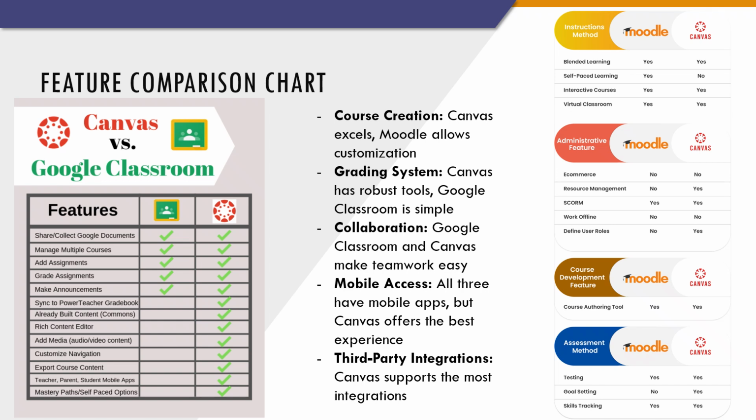Now let's compare these LMS platforms. On the left, I have Canvas versus Google Classroom and Canvas versus Moodle. As we will soon see, Canvas has a lot of great features, and so I wanted to compare that with Google Classroom and Moodle so you can see how they line up. So when it comes to course creation, Canvas excels in structured lessons, while Moodle allows for customization, and Google Classroom keeps things simple, right? So collaboration-wise, Canvas and Google Classroom shine, while Moodle is going to require more setup. Mobile access, all three have mobile apps, but Canvas provides the best experience.